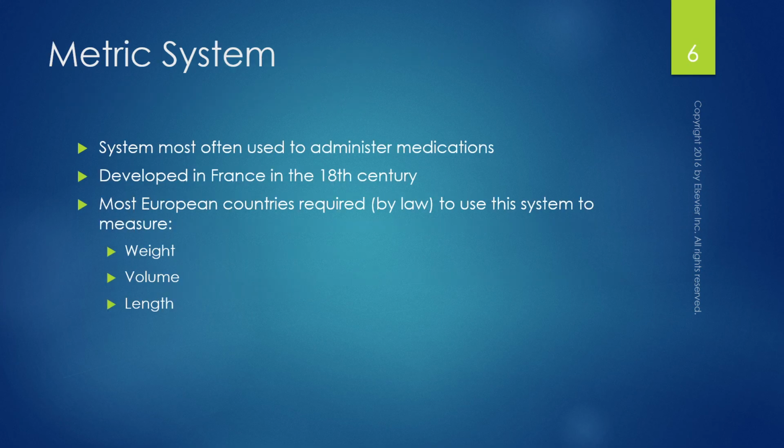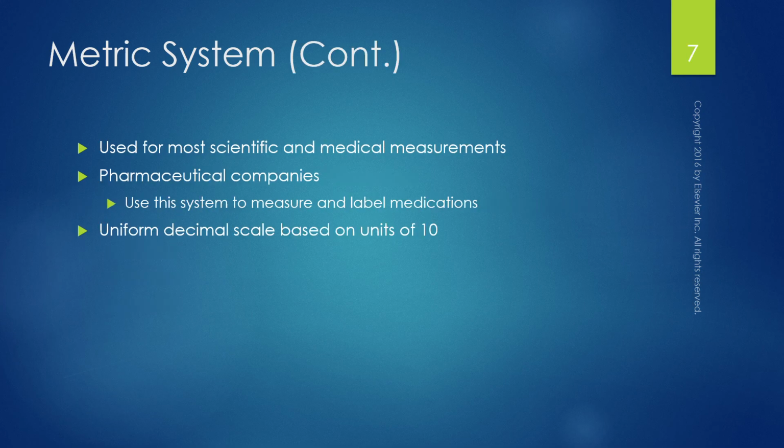So the metric system. It's the most often system used to administer medications. It's been around for several hundred years. It was developed in France in the 18th century, so the 1700s. And most European countries, as required by law, use this system to measure the basic units, weight, volume, and length. The metric system is used for most scientific and medical measurements simply because it can be very, very exact. Pharmaceutical companies use this system to measure and label medicine. And it works well because it is a uniform decimal scale based on units of 10.